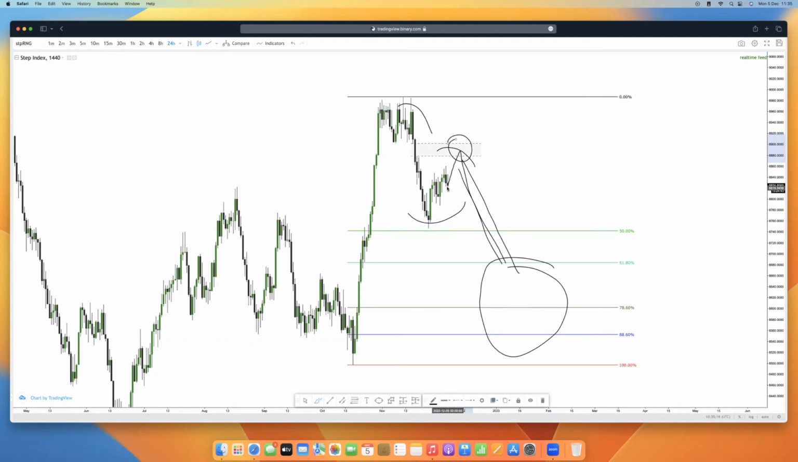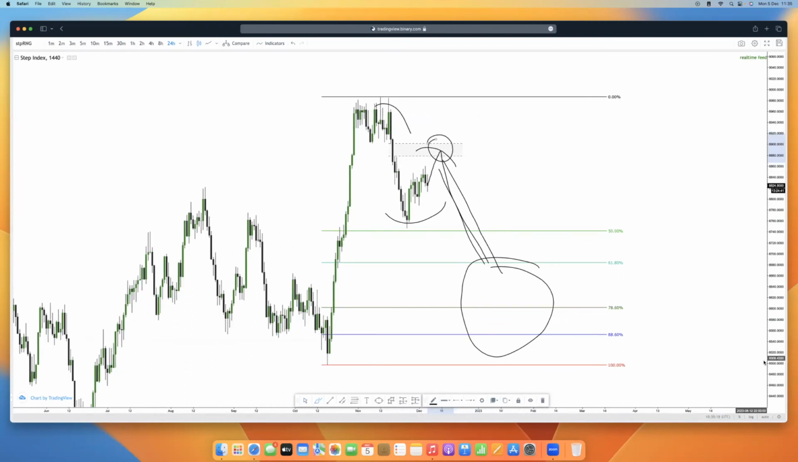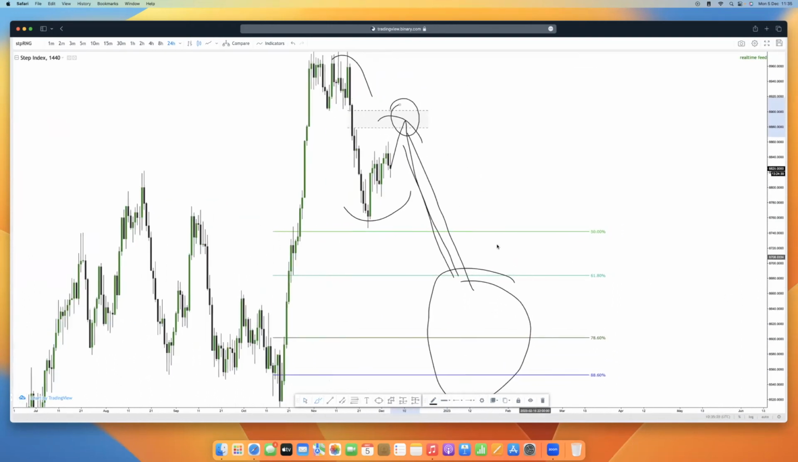So for now, I feel we're still going to buy. And looking at the structure within the structure that is forming, you have this higher high, higher low, higher high. So maybe higher low, higher high, higher low inside this area, and then price can drop to the downside. Okay. That's what I'm looking at for step index.